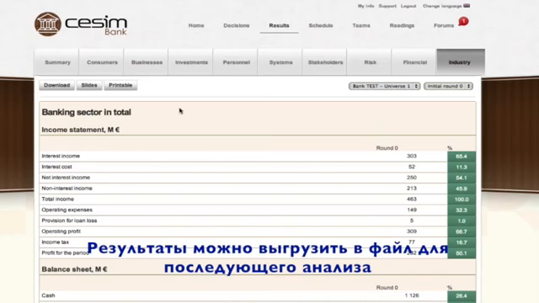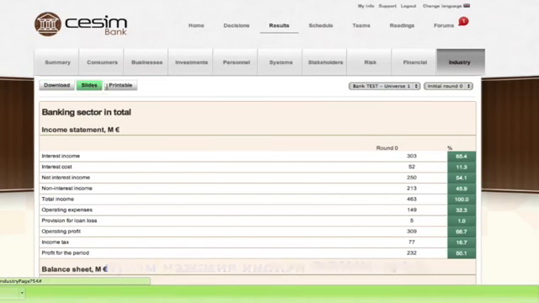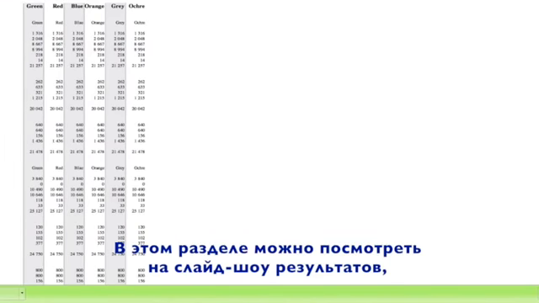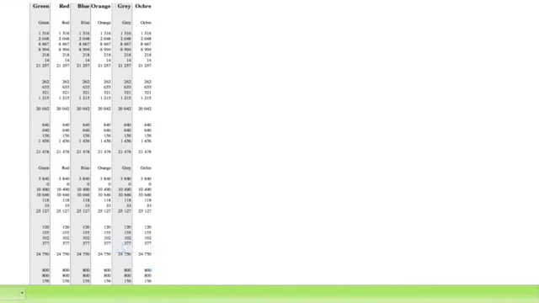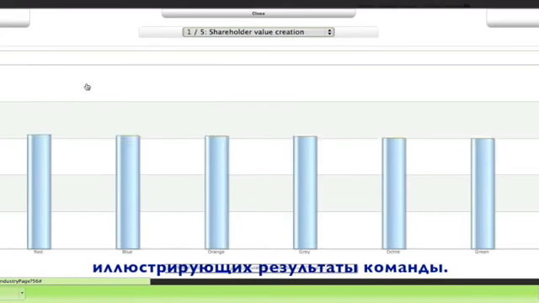Results can be downloaded to a spreadsheet for further analysis by clicking Download, and the printer-friendly version can be accessed using the Printable button. A slideshow of results can be accessed here and includes an array of charts and graphs detailing various aspects of the team's performance.